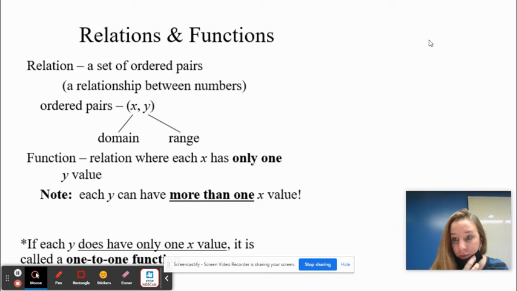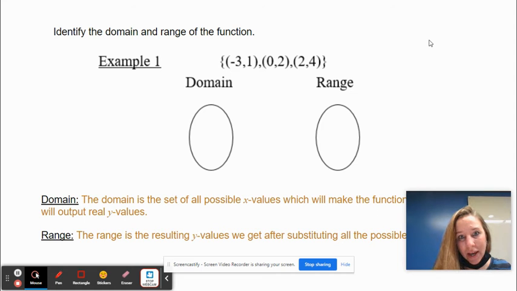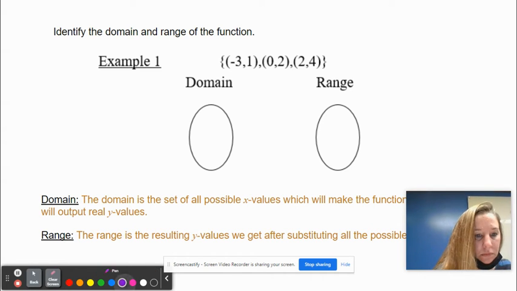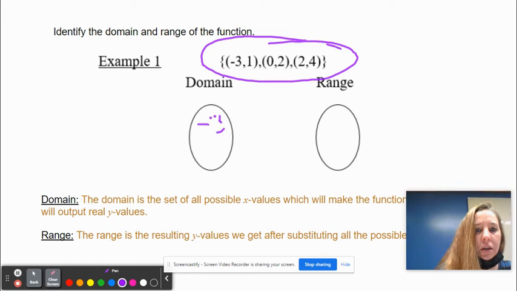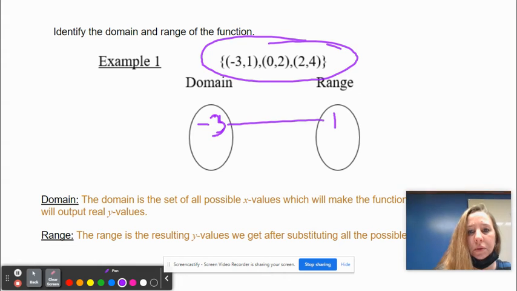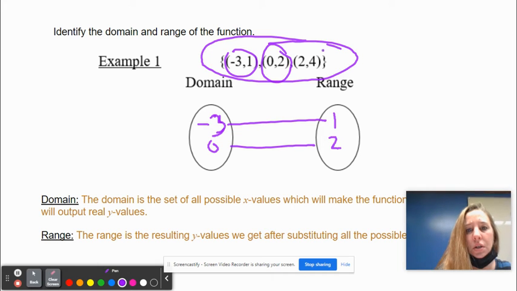Now that sounds pretty confusing right away, but let's take a look. So we have this relation here. We're going to determine whether or not it is a function. Okay, so we're going to map it: -3 to 1 coming from there. Now we're going to do 0 maps to 2 and 2 maps to 4.